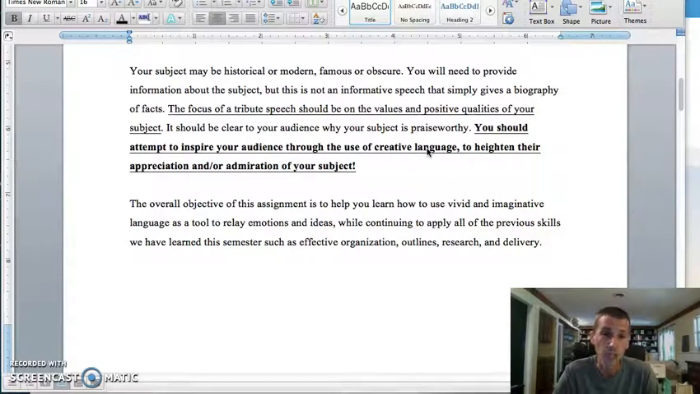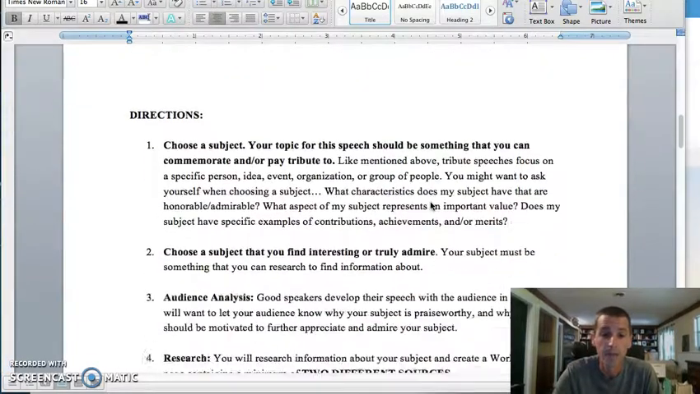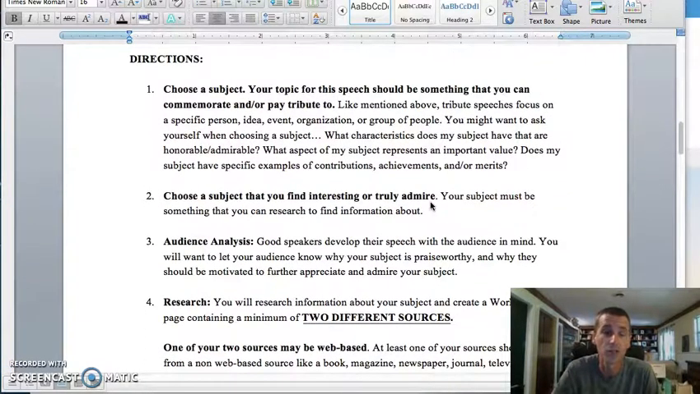So the overall objective here is to integrate vivid and creative and imaginative language to relay emotion and ideas while continuing to apply all of the other things that we've been learning about all semester, like good verbal and nonverbal delivery, proper organization, good research, and all of that other stuff. All right. So specific directions. Choose a subject. That's where we always start, right?